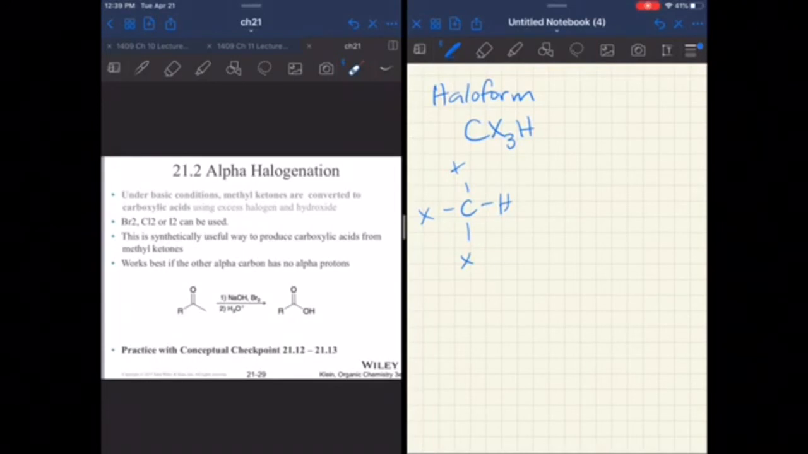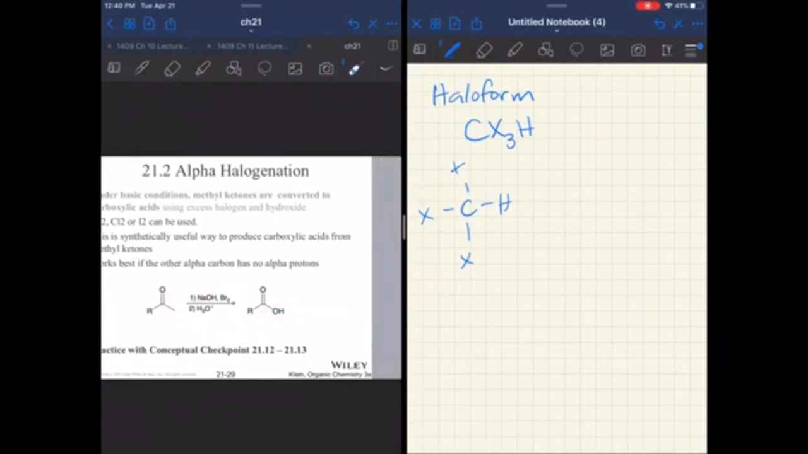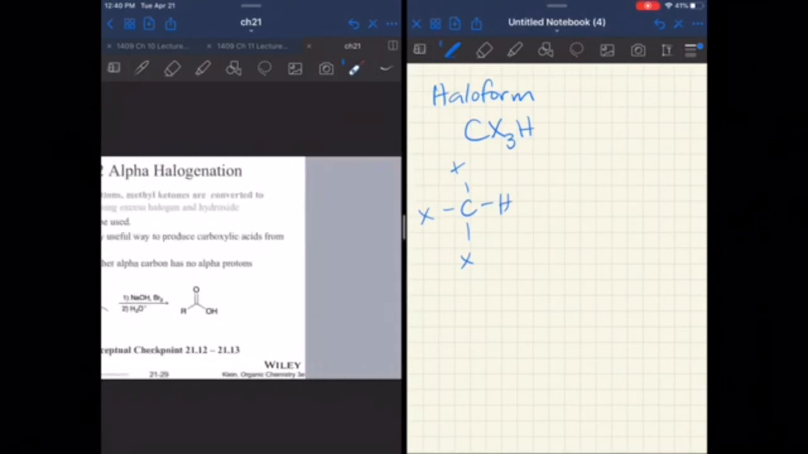So I would want you to know, I'm not going to ask you that mechanism, it's very long, but I would ask that you know this reaction, right? So basic conditions, halogen, work it up with acid just to make sure this is protonated, and you can take a methyl ketone to a carboxylic acid. We'll start with aldols in the next part.